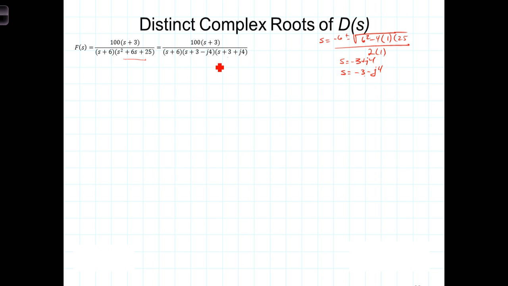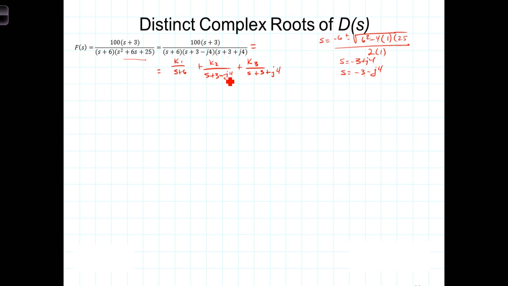And we can say then that this term here is equal to k1 over s plus 6, plus k2 over s plus 3 minus j4, plus k3 over s plus 3 plus j4. Once again, we're going to refer to this factor here as the factor associated with the positive root, and we're going to see later on that that becomes significant.